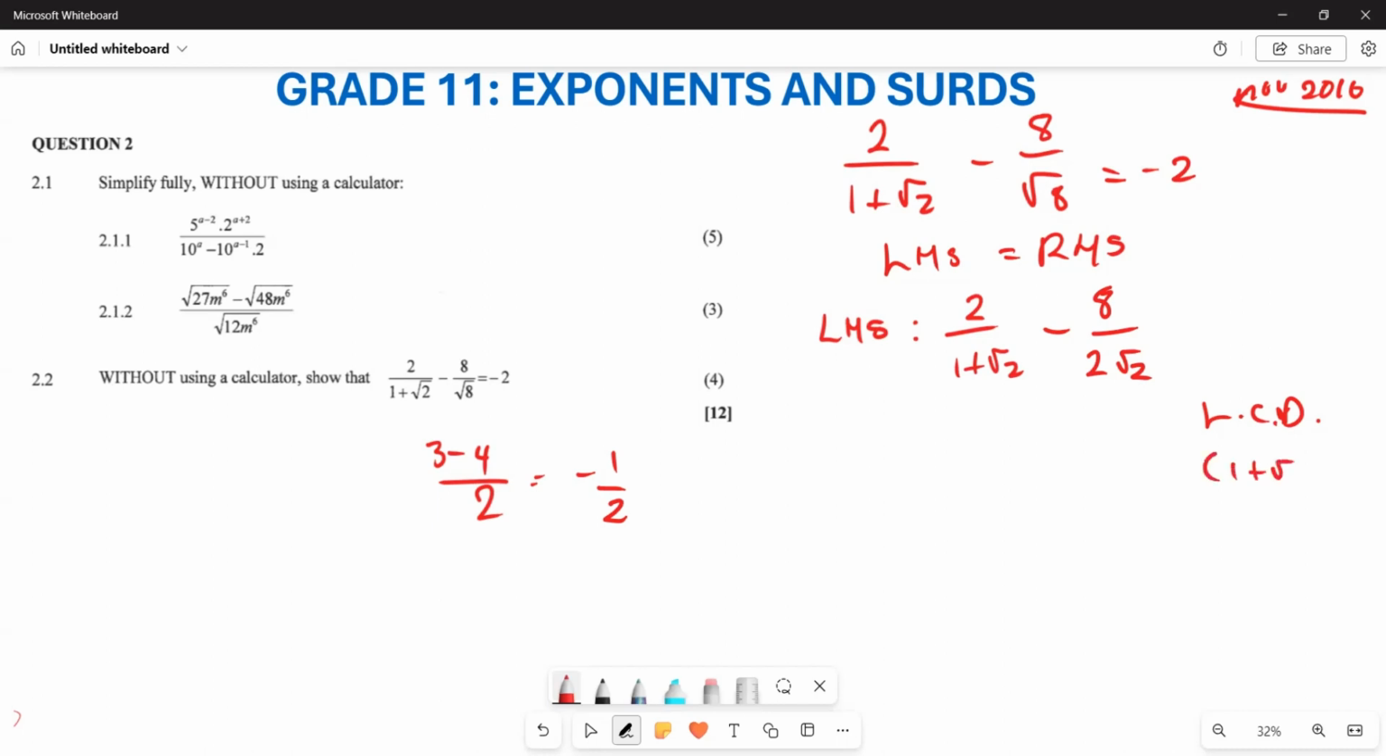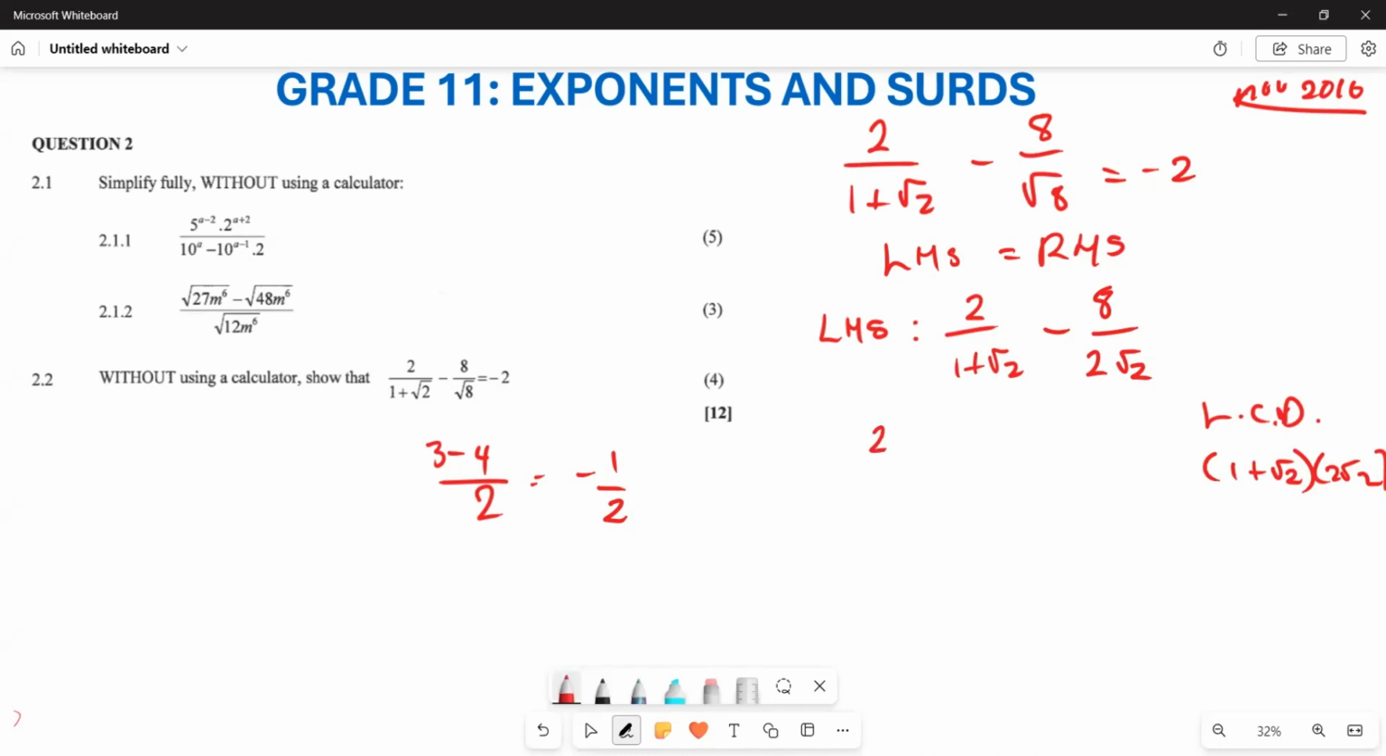1 plus root 2. And the other one is going to be what? Root 2, root 2. How to get? Now, we are saying you are going to multiply with the bracket that you do not have in your denominator so that your denominators can be the same. So which means here you are going to have what? This is going to be 2.